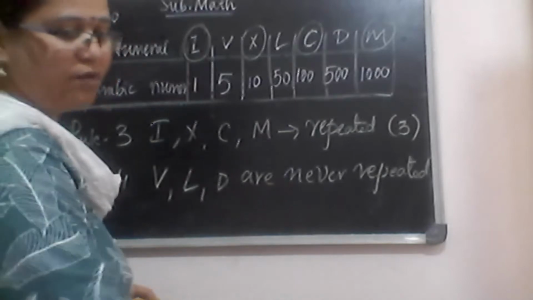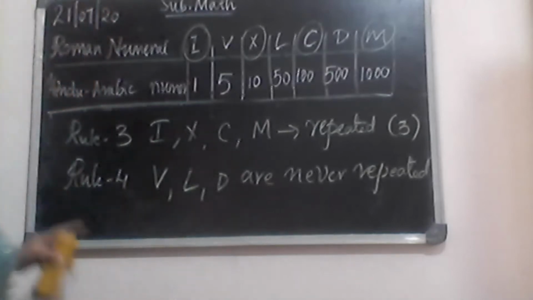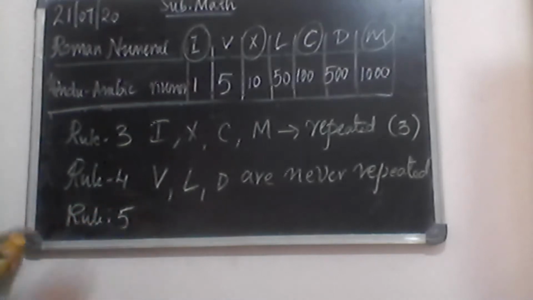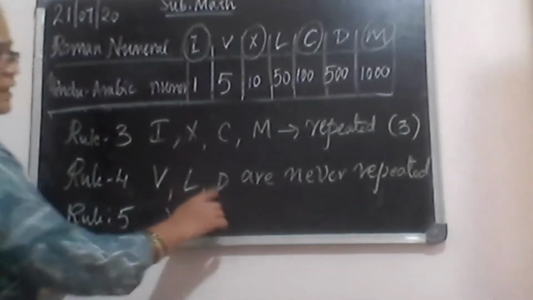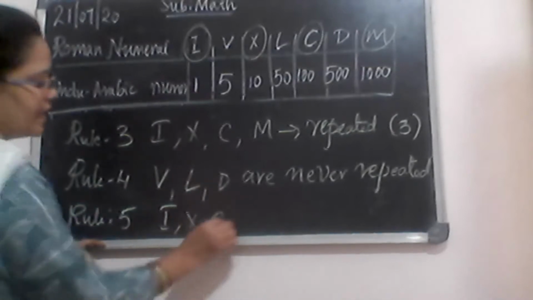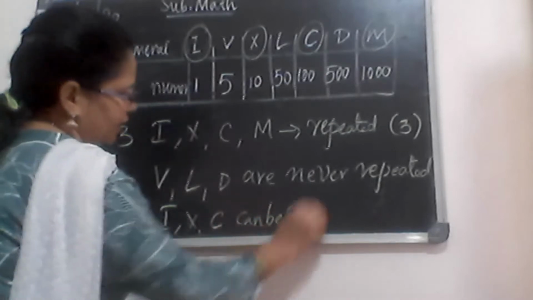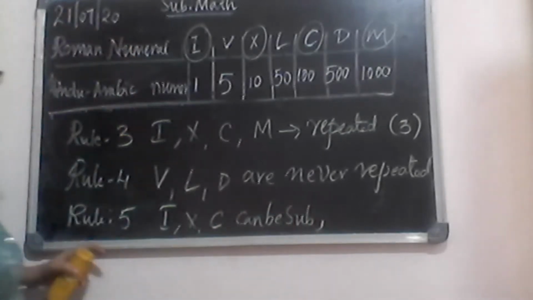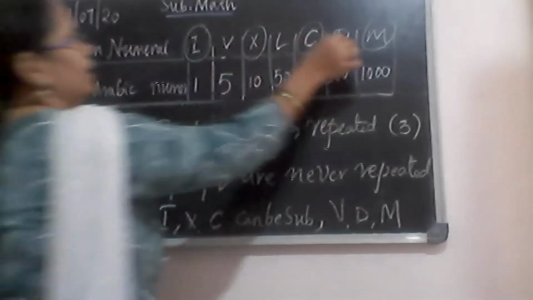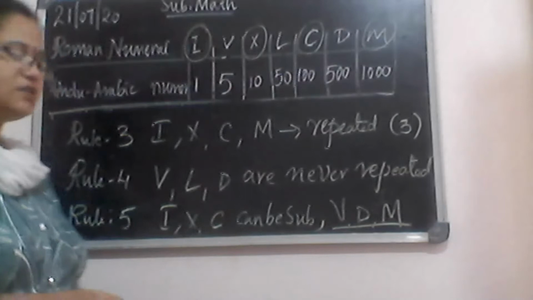Okay, children. We have understood rule number 1, rule number 2, rules 3 and 4, and now rule number 5. Please pay attention. V, L, D are never repeated. Next, I, X, and C can be subtracted. And which are the symbols that never get subtracted? The greater symbols V, L, D. V, L, D are never subtracted.